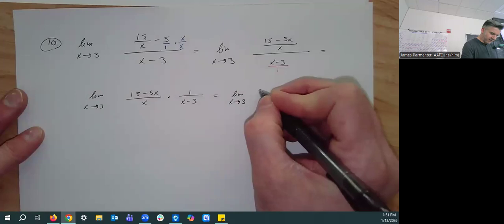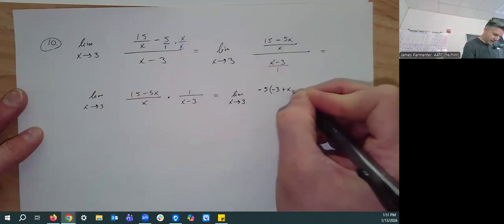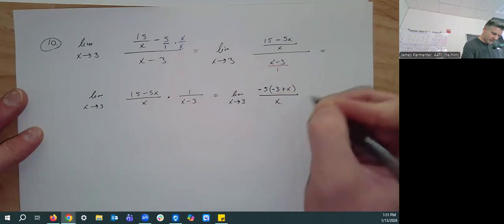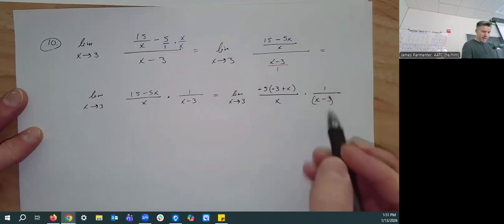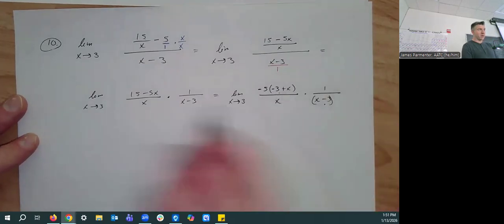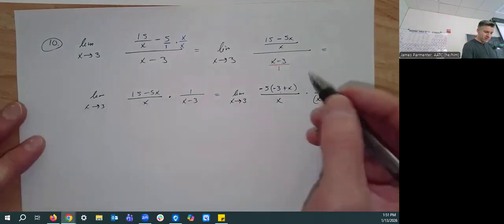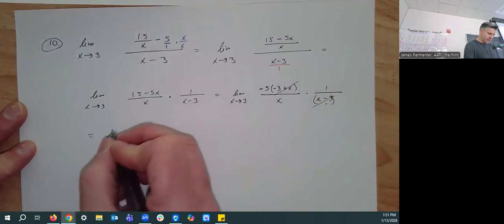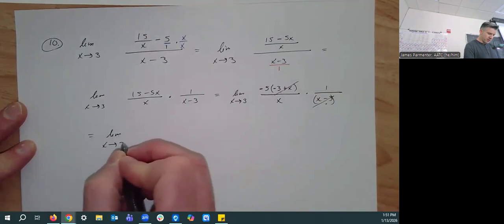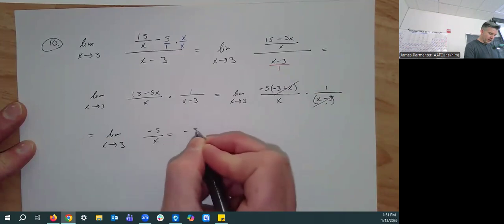If we factor out negative 5, we're left with a negative 3 plus x, and then we have 1 over x minus 3. But x minus 3 is the same as negative 3 plus x, just written in the opposite order. So those divide to positive 1, and we're left with the limit as x approaches 3 of negative 5 over x, which is negative 5/3.